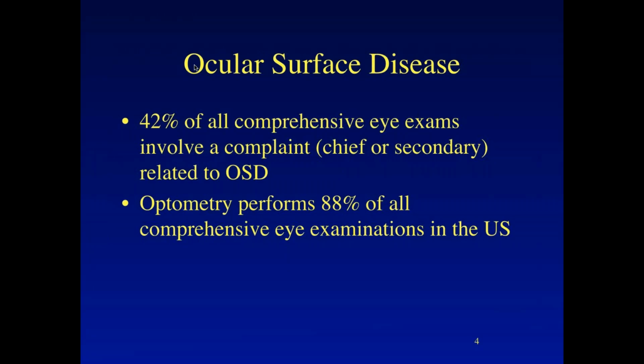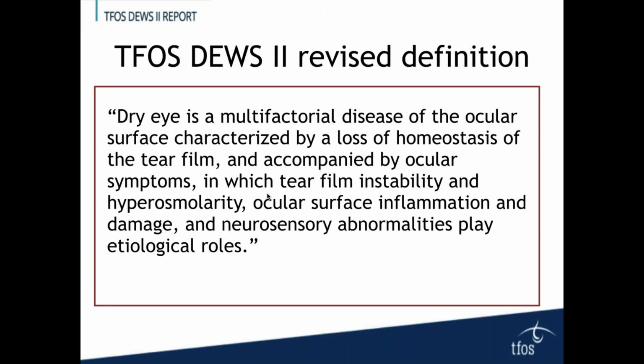it really becomes our responsibility to diagnose and manage these patients. So the DEWS 2 revised definition really comes into importance here because it does talk about multifactorial. There are many things that contribute. We certainly know digital devices are the big reason we're seeing so much of this, when the blink rate goes down 75%. It's characterized by loss of homeostasis of the tear film, where that plays a role. There's symptoms and tear film instability. It has hyperosmolarity, ocular surface inflammation and damage, and even neurosensory abnormalities all play an etiological role.